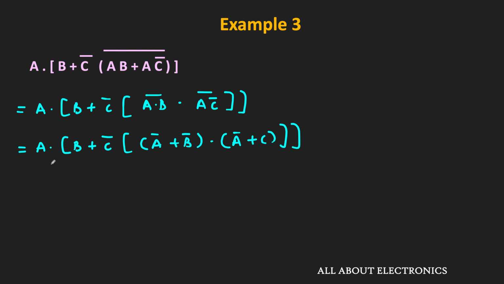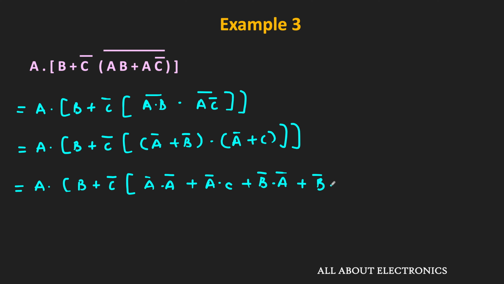So as you can see, further we cannot apply the De Morgan's law, but using the other Boolean algebra laws, we can simplify this expression. So let us do that. So now we can write this expression as a dot b plus c bar, and in the bracket we will have 4 terms, that is a bar dot a bar plus a bar dot c plus b bar dot a bar plus b bar dot c. So we know that this a bar dot a bar is equal to a bar. Moreover, this b bar dot a bar is equivalent to a bar dot b bar.